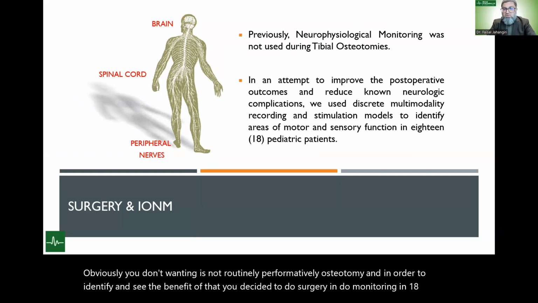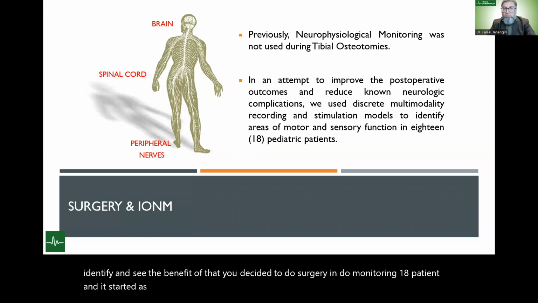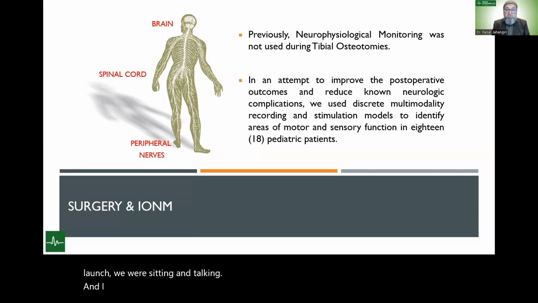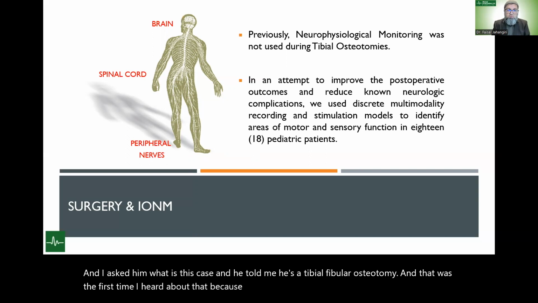It started one day a long time ago. I was sitting with a pediatric surgeon, and we monitored a scoliosis case. After this scoliosis case, I had a discussion with him in the doctor's lounge. We were sitting and talking, and I asked him what his case was, and he told me it was a tibial fibular osteotomy. And that was the first time I heard about that because we were not monitoring.